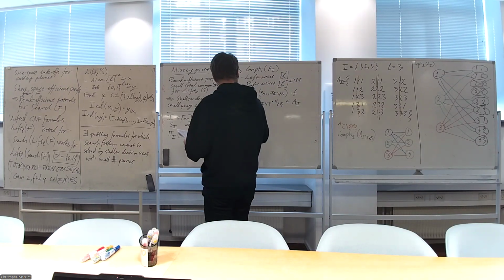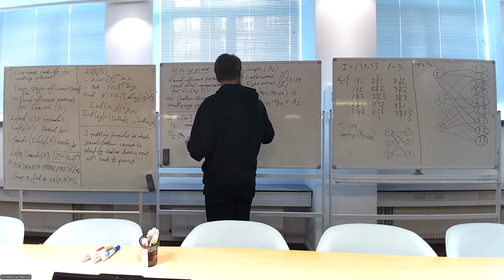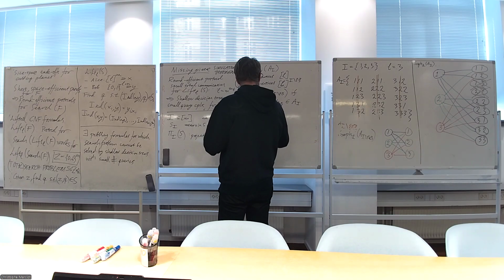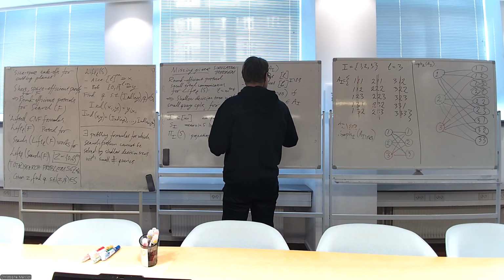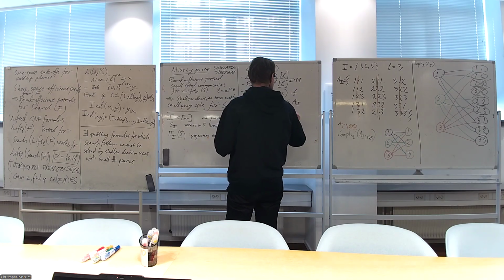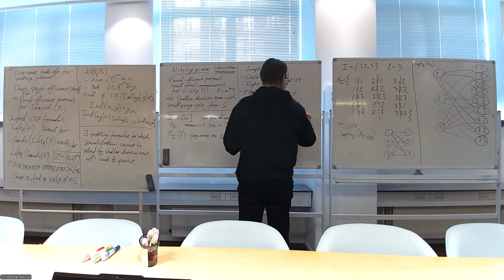Okay, and now, two important notions: the average degree of this graph, and this is just the average non-zero right degree.